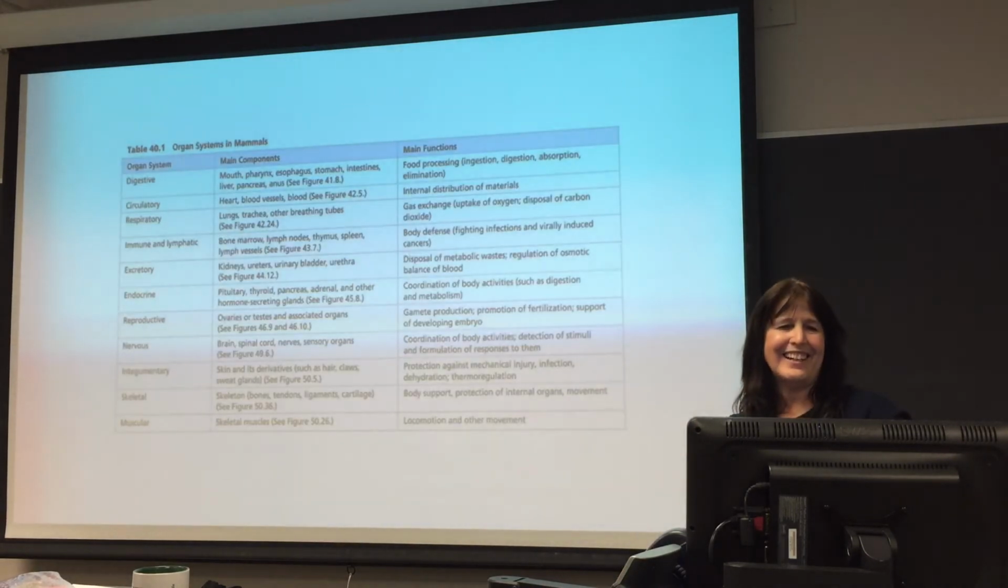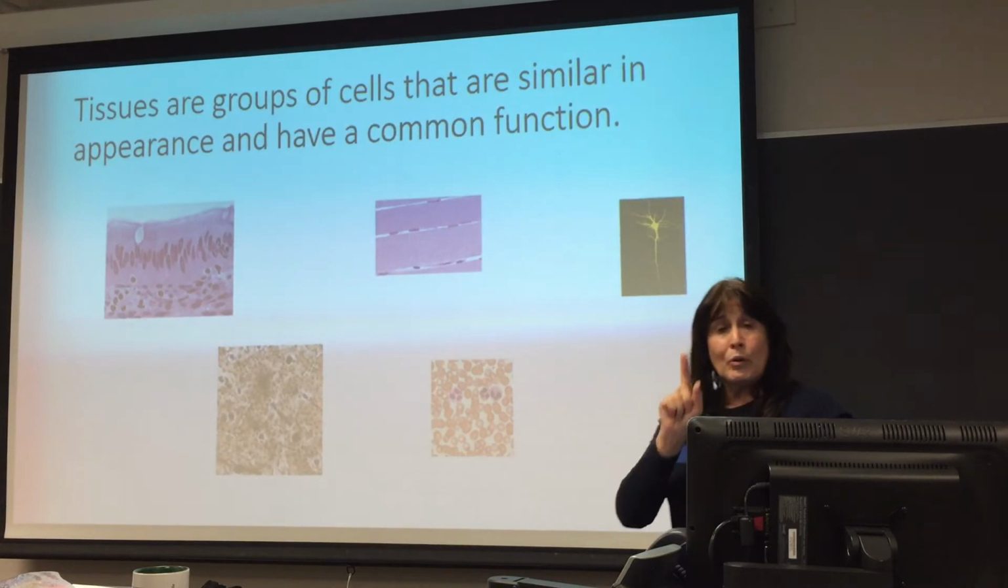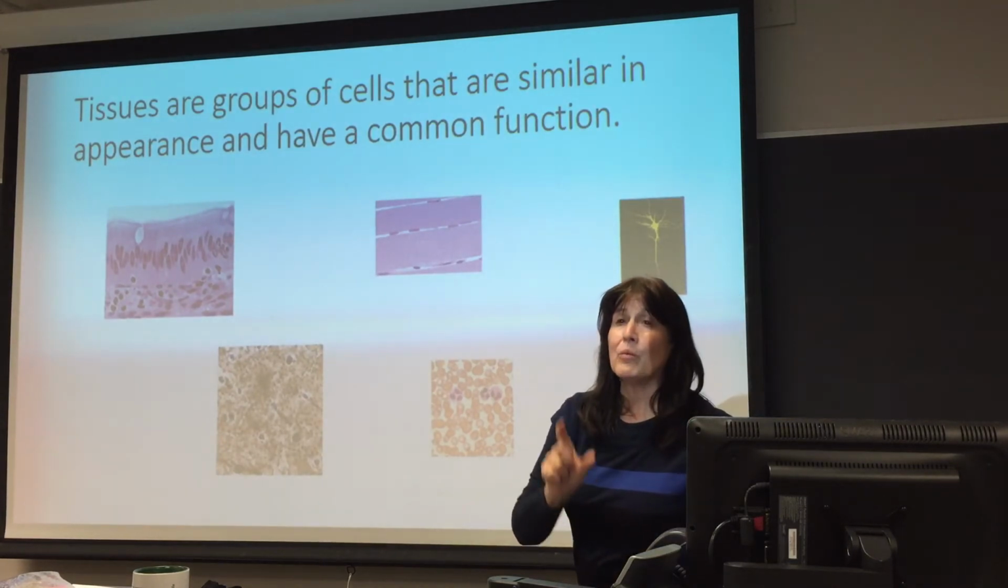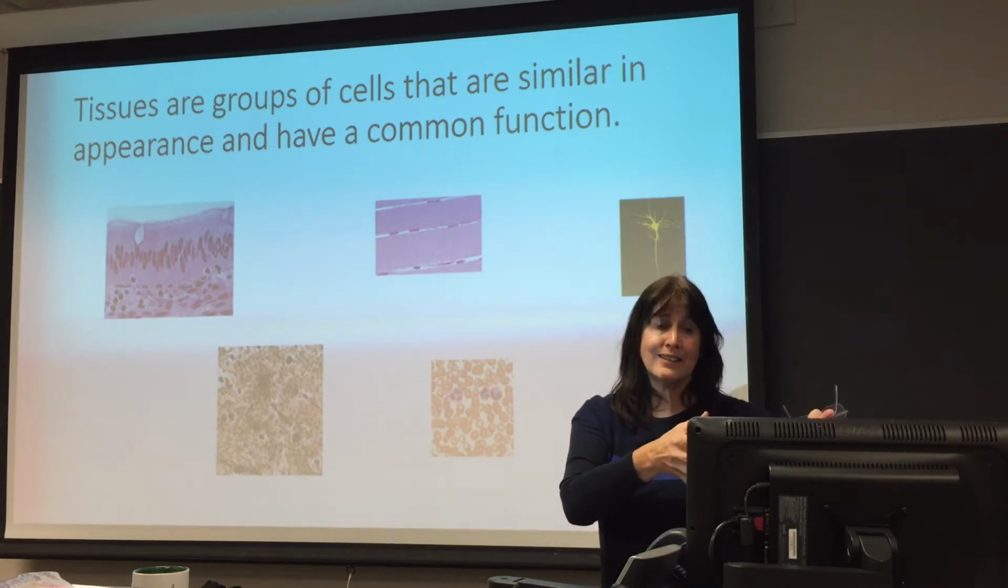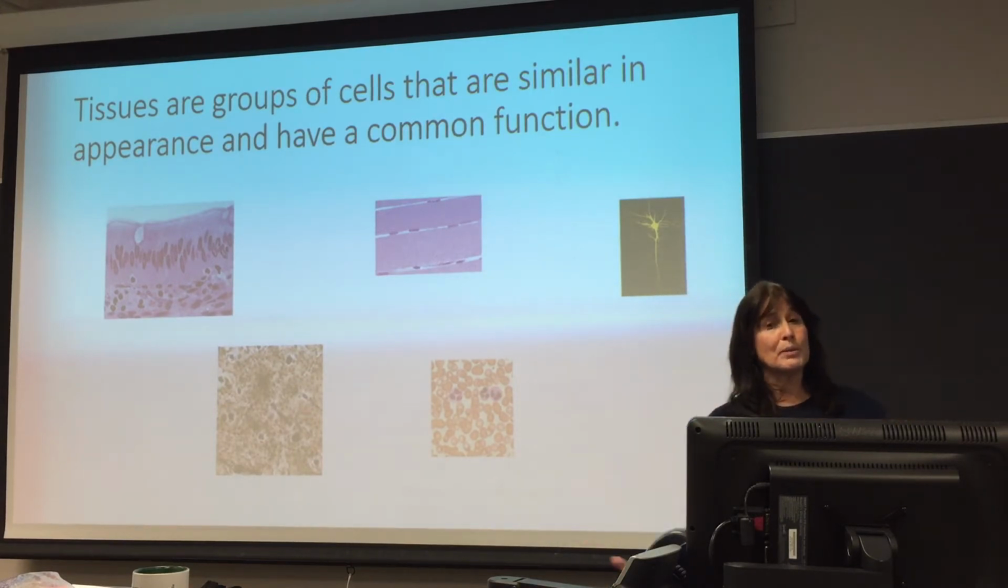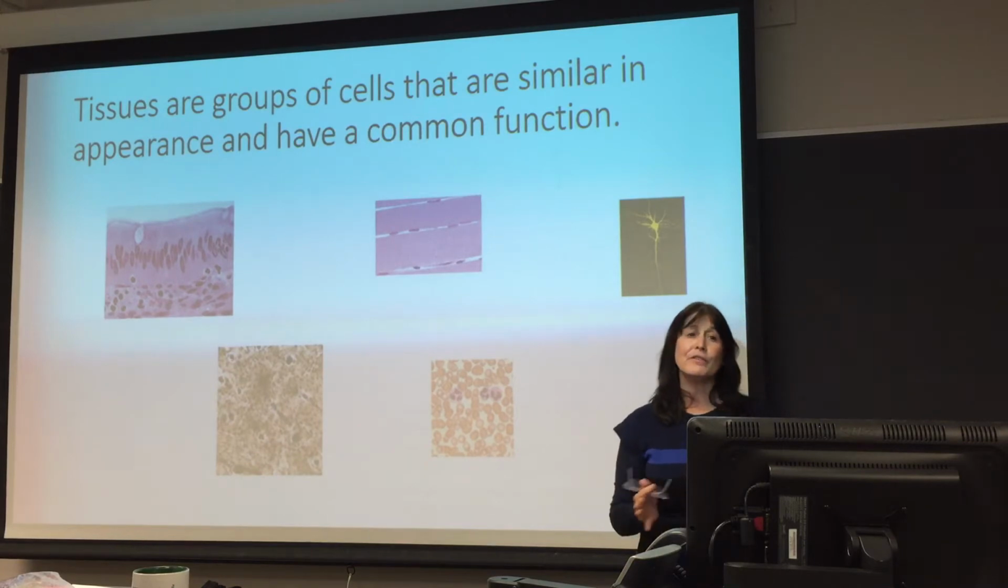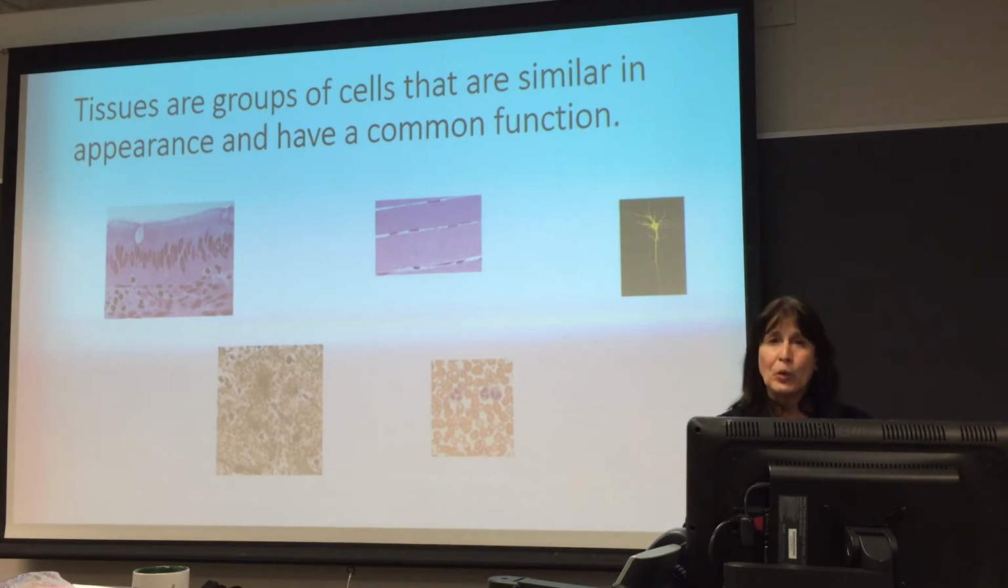And so this semester we're going to go through this system by system starting Wednesday. All right. So what we started to look at was the tissue level of organization. Last semester you studied cells, and then we want to look at groups of cells that are kind of similar in function and appearance, and they work together for a common function. So that would be tissues.